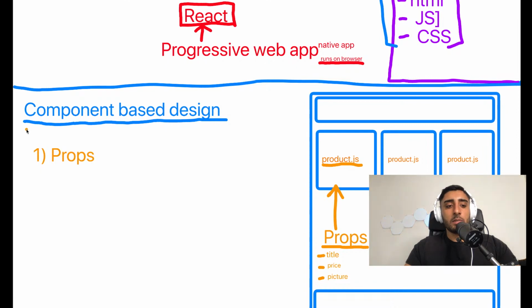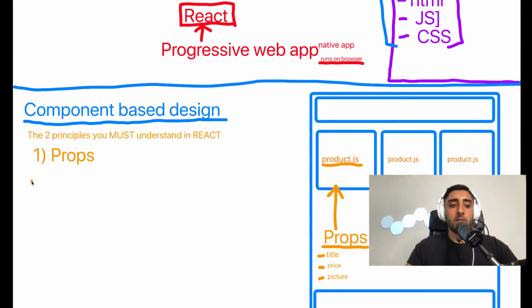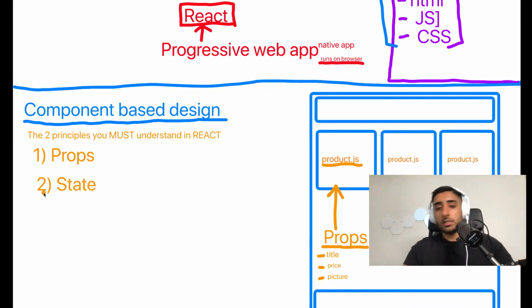And then basically here, I'm just going to write the 2 principles you must understand in React. Okay, so one is props, and now number 2 is going to be state. Now state is something, imagine it's just like a short-term memory. I just call this the short-term memory of a component.